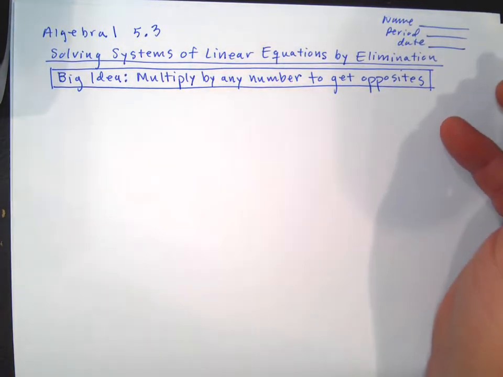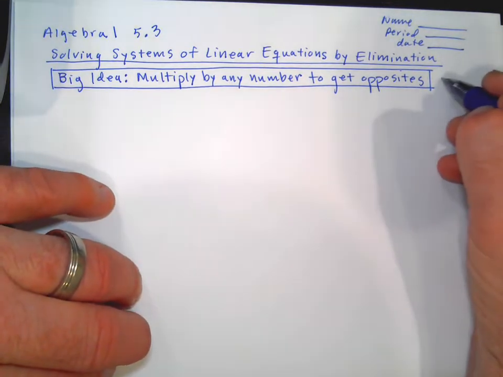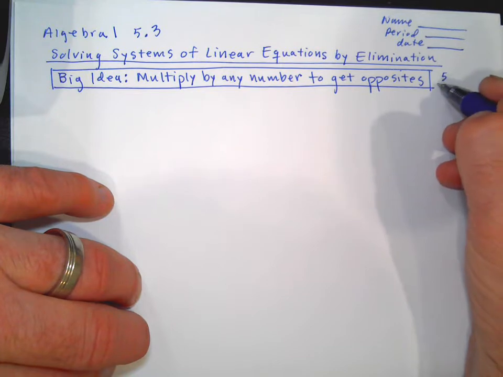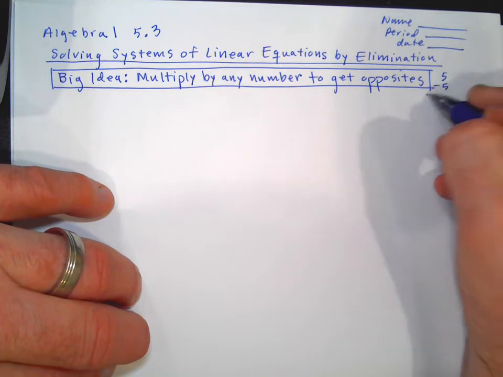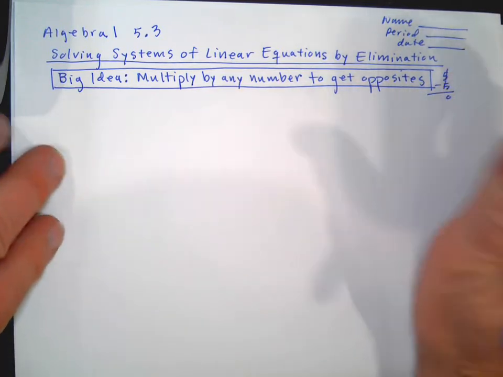So opposites, up, down, left, right, as far as numbers go. If you had a positive 5, the opposite would be a negative 5. And when you add them together, they cancel each other out and they go away. So that's sort of what we're trying to set up here.